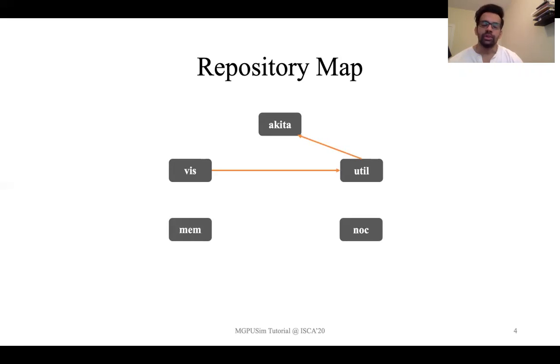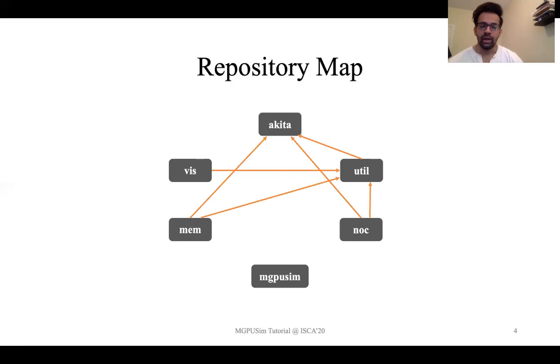Then we have the mem repository. The mem repository models basic caches and DRAM controllers, which would be used by the GPU. Then we have the NOC repository. The NOC repository models both the intra-GPU and inter-GPU network in MGPUSim. And finally, we see that the mem repository and NOC repository all use functionalities from the simulation engine, which is described in Akita. As for the GPU part, which is the core part of the GPU simulator, we have the MGPUSim simulator.